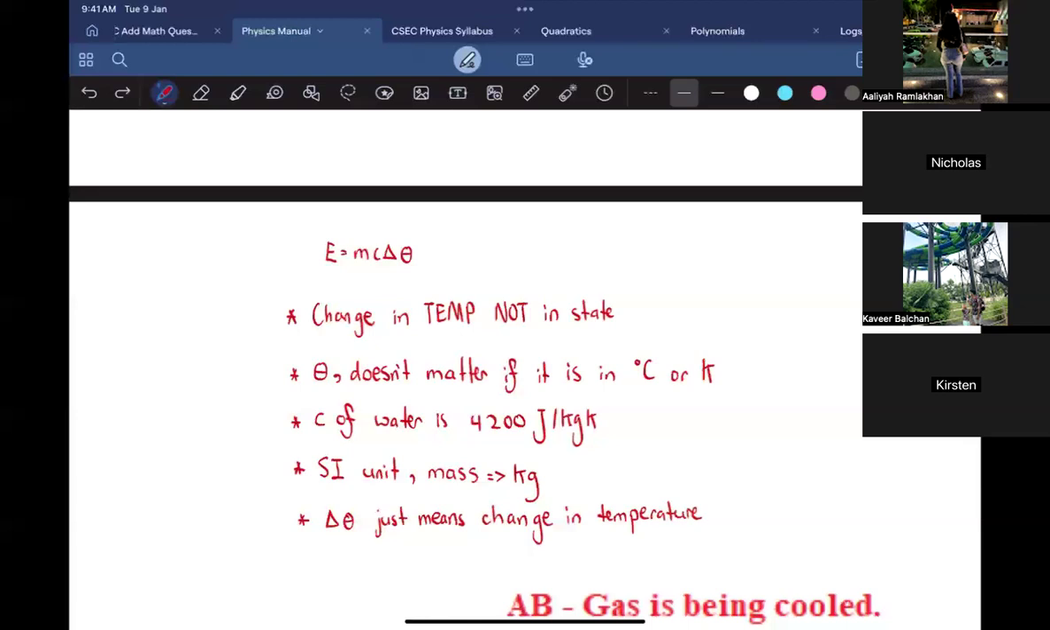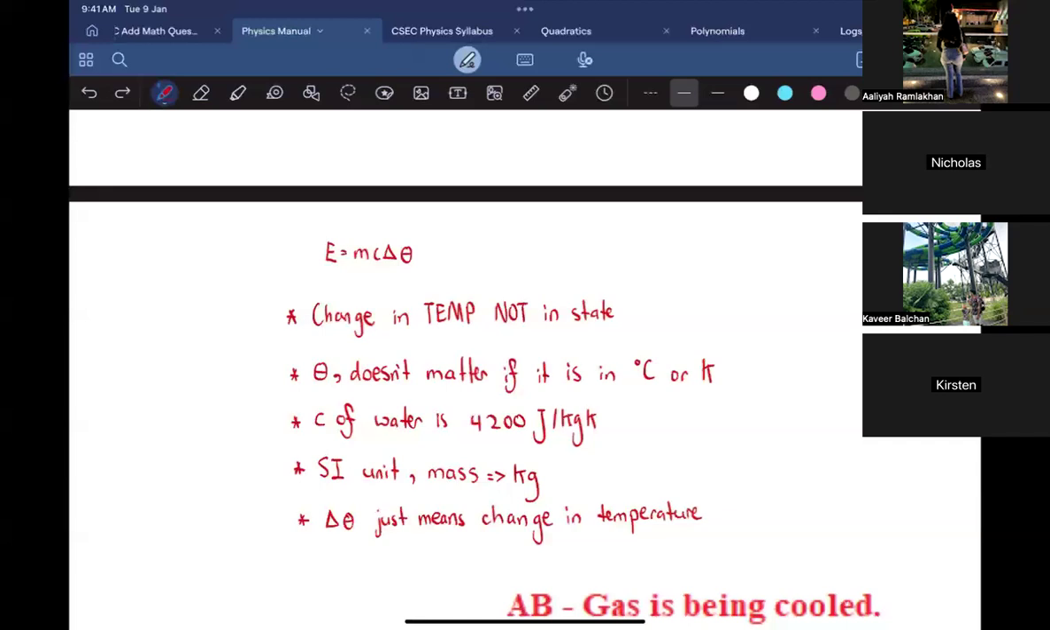Wait, can you repeat? Sorry. If you take a flame and put it over ice, will the ice get hot, or will it turn to liquid? It will turn to liquid and then get hot. Right? So the first thing that has to happen is a change in state, and we use a different formula for that.